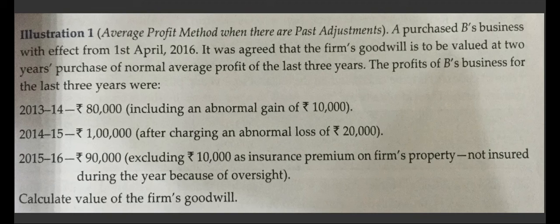The profits of B's business for the last 3 years were: 2013-14, the profits were 80,000 including an abnormal gain of rupees 10,000. 2014-15, the profits were 1 lakh after charging an abnormal loss of 20,000. 2015-16, the profits were 90,000. Now read carefully, excluding 10,000 as insurance premium on the firm's property, not insured during the year because of oversight. Calculate the value of the firm's goodwill. So let's see how to do it.